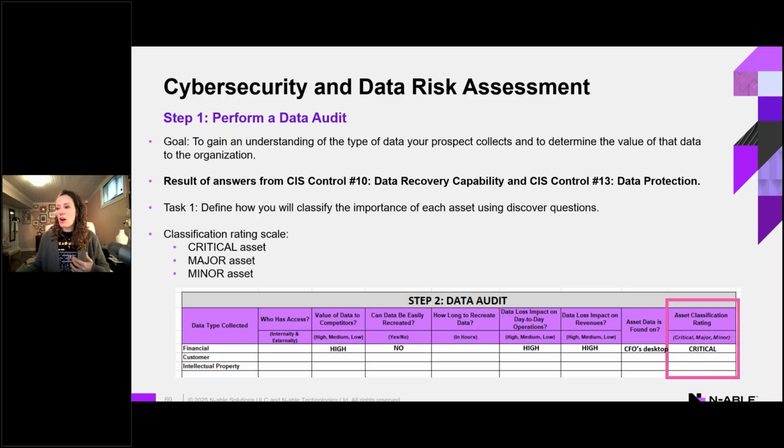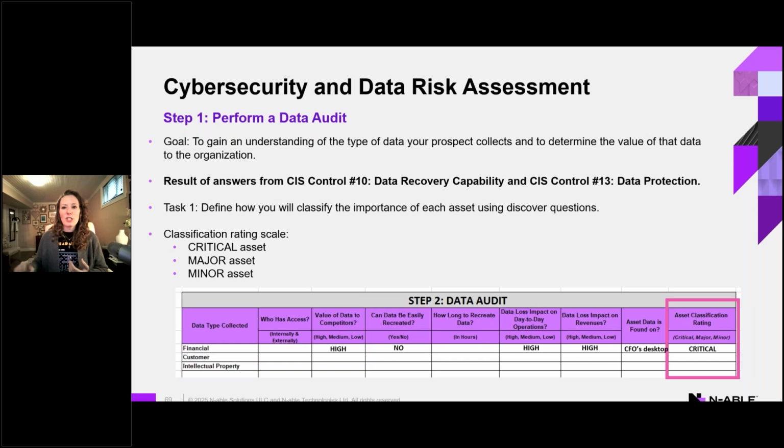And then based on how the prospect answers these questions, you can use these answers to start classifying each asset included in the assessment as being either a critical asset or a major asset, or maybe it's just a minor asset. And what I mean here is, if important financial data is found on the CFO's computer and the data loss and the revenue loss impact would be high, then the asset classification rating for that CFO's desktop, we would state it as critical. That's kind of how that works together.